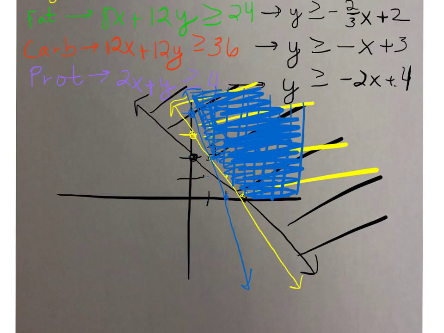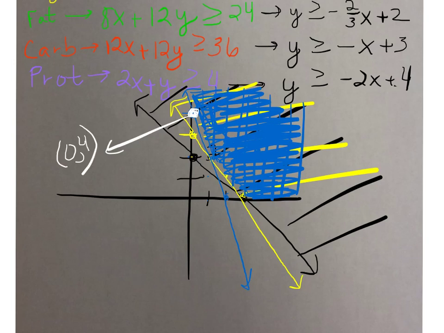Let me see if I can get a crazy color. Let's see if white will show up on here. We've got 3 corner points of this blue mess. Okay, here's the first corner point right here. That point, since it's the y-intercept, is kind of easy to see. That's going to be 0, 4.